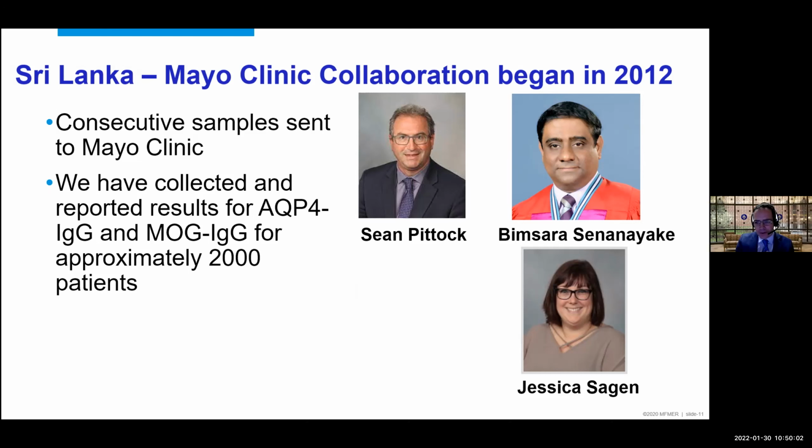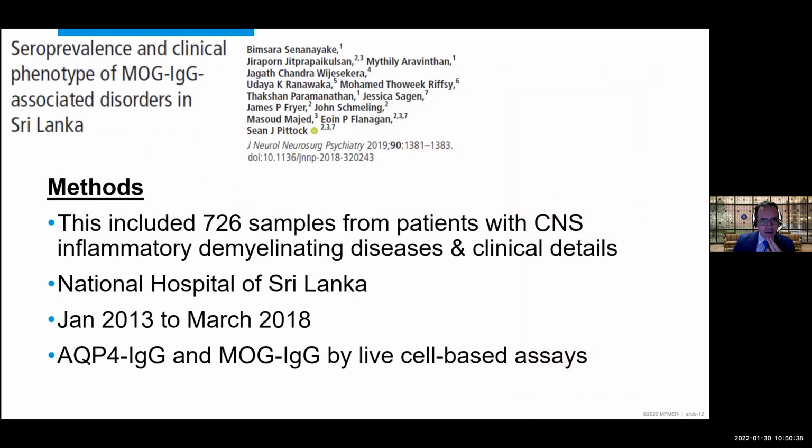And he set up a great collaboration with Dr. Senanayake Bimsara about 10 years ago, where we started getting samples from Sri Lanka in patients with CNS inflammatory demyelinating diseases. And so far, we've tested about 2,000 patients, and we test them all for MOG antibodies and aquaporin 4 antibodies. And Jessica Sagan is our research coordinator here, and Bimsara knows her well. She's really an excellent person who helps coordinate all the shipping of these samples and has been involved from the get-go also.